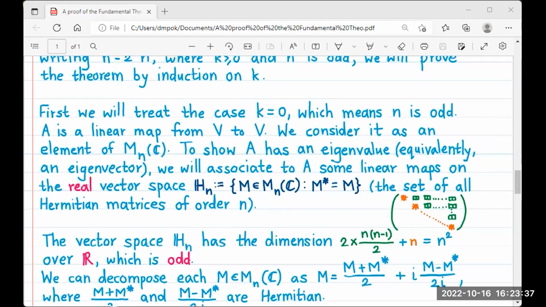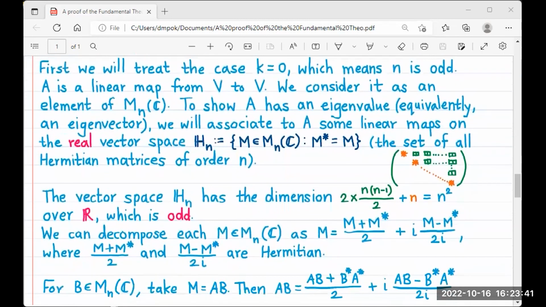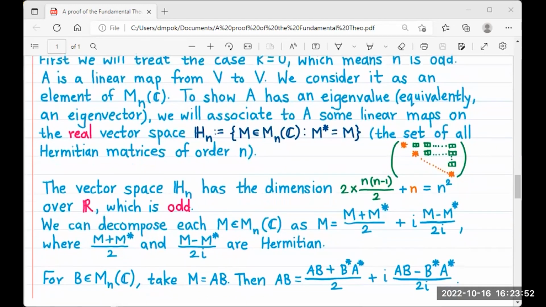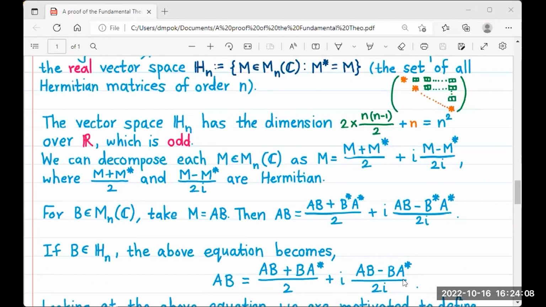We want to do something with A times B, this product. So we can write AB as AB plus B star A star by 2 plus i times AB minus B star A star by 2i, where both these real and imaginary components are Hermitian. In particular, if I take B from the set of Hermitian matrices Hn, then what will happen? B star will be equal to B. So the above equation will become AB is equal to AB plus BA star by 2 plus i times AB minus BA star by 2i.